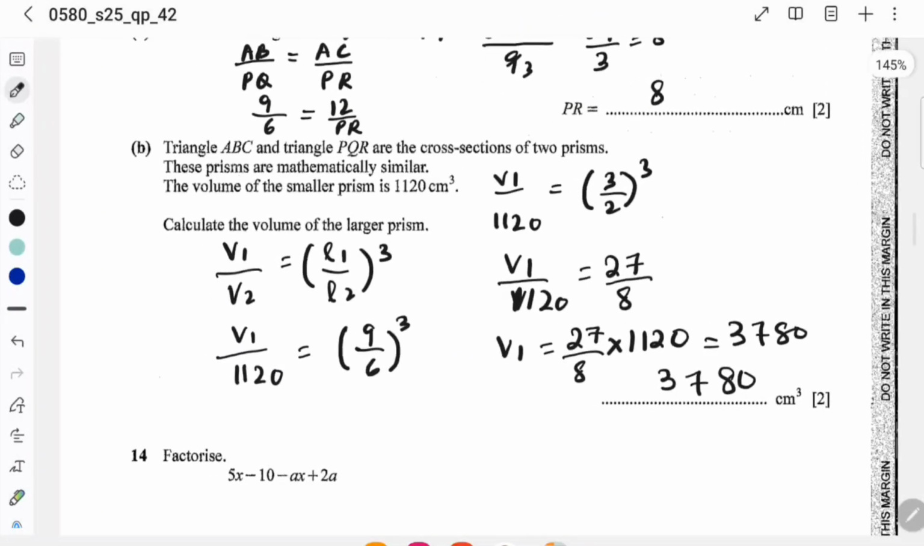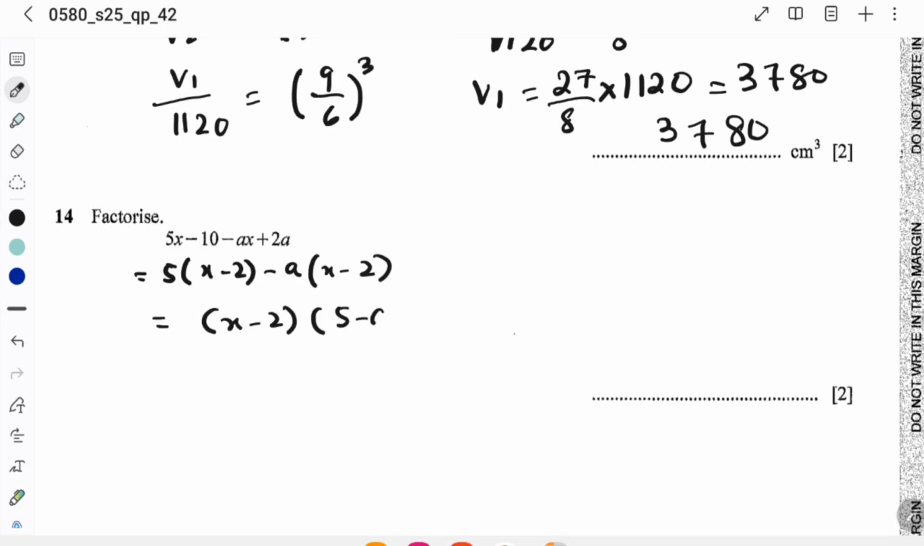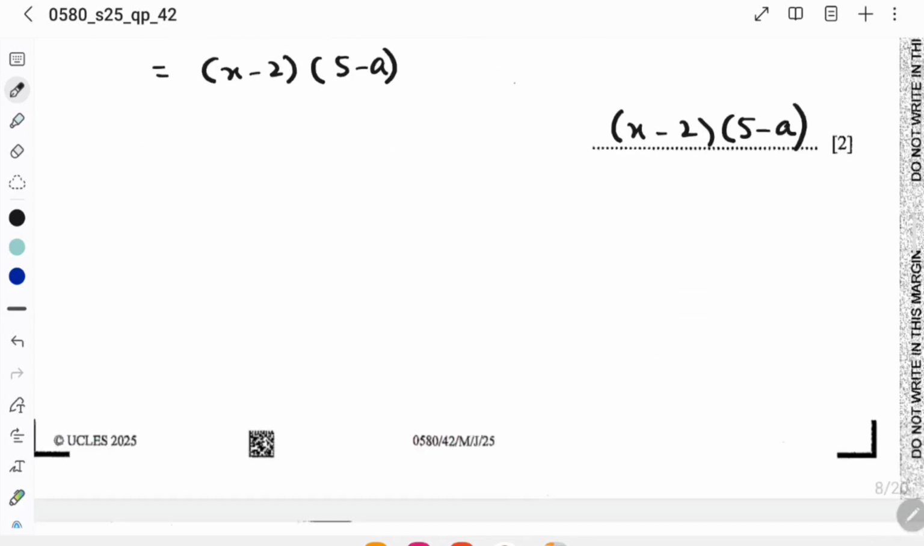Alright, now question number 14. Factorize 5x minus 10 minus ax minus 2a. We will do it by grouping. Nothing is common in all. Now take into the grouping: 5 is common in the first two, giving x minus 2. Minus a is common in the other two, giving x minus 2. So in both of them x minus 2 is common and 5 minus a is left. That is the answer for this 2 marks question. So x minus 2 and 5 minus a is the answer.